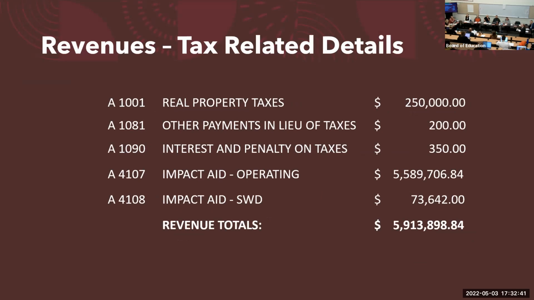Our revenue tax related deals with property taxes. Again, this is our lowest form of revenue at $250,000. There are some payments in lieu of taxes, interest and penalties. A large category is our federal impact aid, as well as our impact aid for students with disabilities. Our other revenue tax related accounts for $5,913,898.84.